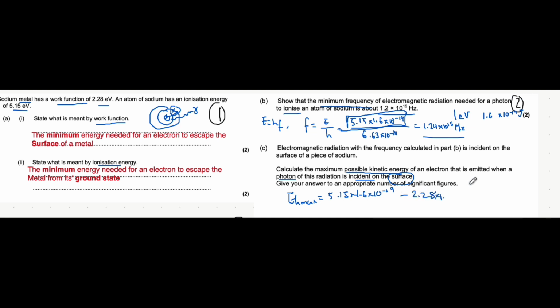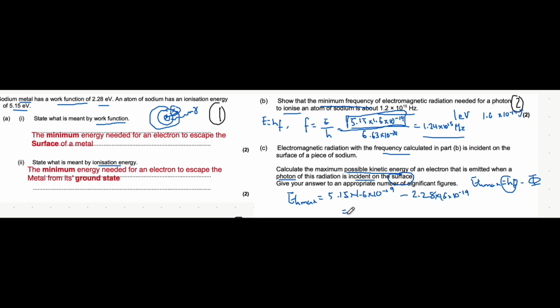You might have seen this equation as EK max equals hf minus work function. If that's easier for you to use, go ahead and use that. hf would be the ionization energy because that's the amount of energy that's being absorbed if the frequency is the same as the frequency that we calculated here. The work function, I would just convert that into joules, so times 1.6 times 10 to the minus 19.